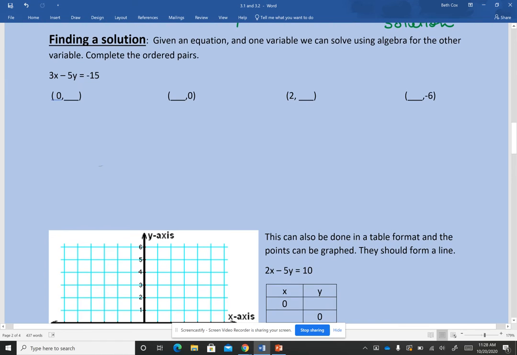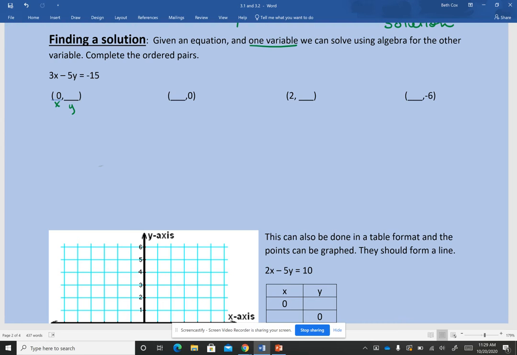This says, find a solution. It says, given an equation and one variable, we can solve using our algebra that we've been practicing all in chapter 2 for the other variable. So let's complete the ordered pair. This time we don't know what one of the variables is, so we'll have to find it. So this first one, the x is 0 and the y we don't know, but we can figure it out because we've been practicing.